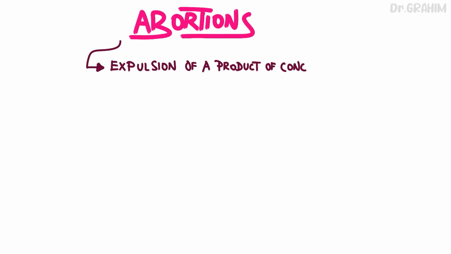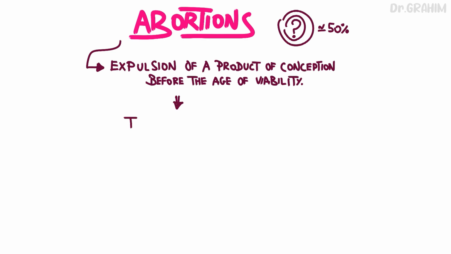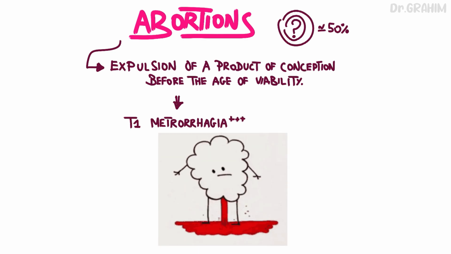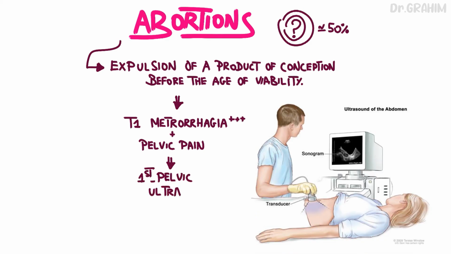Abortions are defined as the expulsion of a product of conception before the age of fetal viability. They can have multiple etiologies, but in about 50% of cases, the exact cause remains unknown, which makes the diagnosis and management more complex. First trimester metrorrhagia, meaning bleeding in the first trimester, is often the main symptom, sometimes accompanied by pelvic pain. The first line examination to confirm the diagnosis is a pelvic ultrasound.